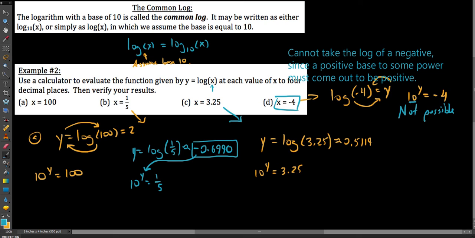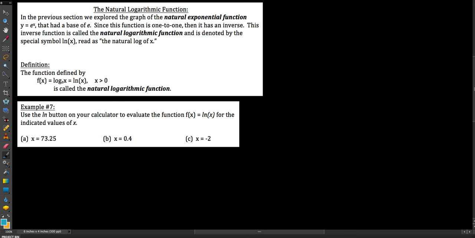So what's the takeaway from this video? Well, remember that the common log is what we call it, and the common log is any log where we don't write the base, we just assume that it's base 10. Okay. So our other very important log is going to be what we refer to as our natural logarithmic function. So we have our common log and we have our natural log.